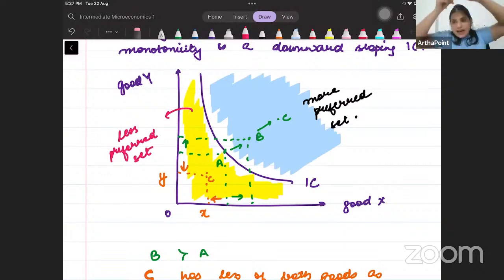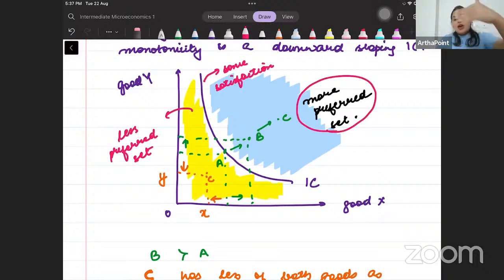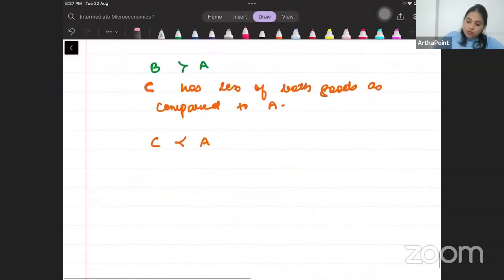So I have, और हमें तो पता ही है, points on IC means you have the same level of satisfaction. So what we have got? We have got that all points on this IC will give me same level of satisfaction. All points above IC represent more preferred set, and all points below IC represent less preferred set. So this is how you can go ahead and you can divide the entire region, right? But we want to write this down also. Please write it with me.